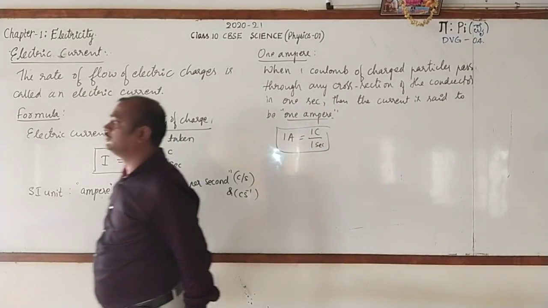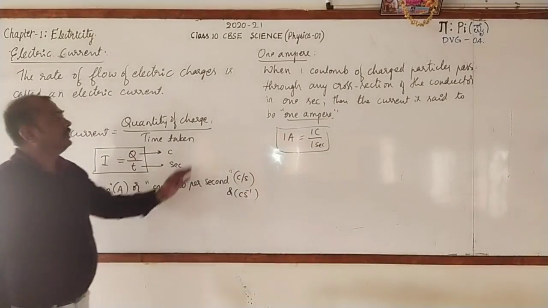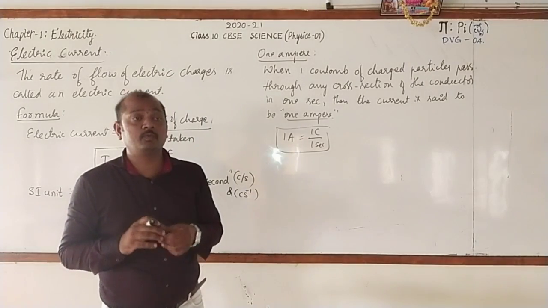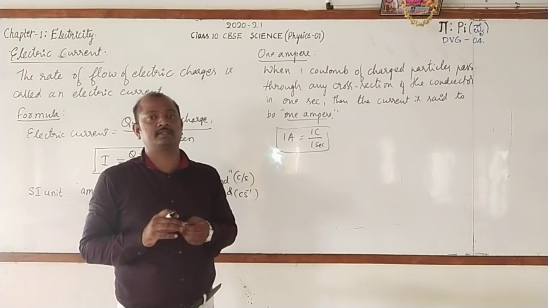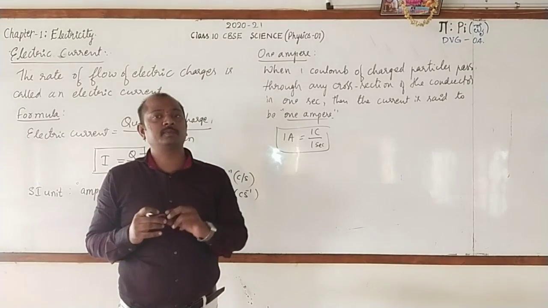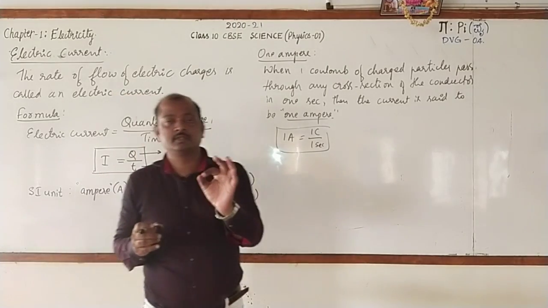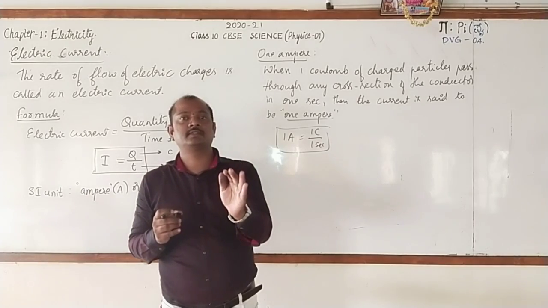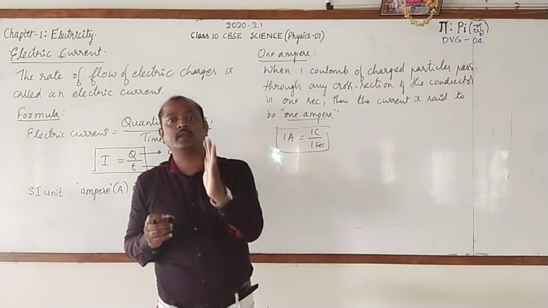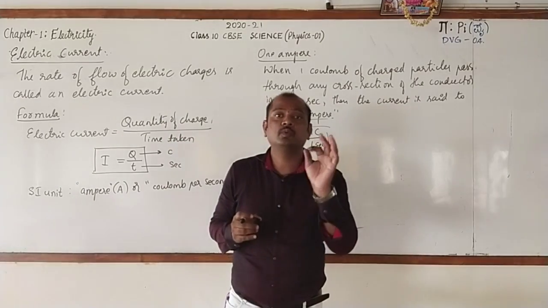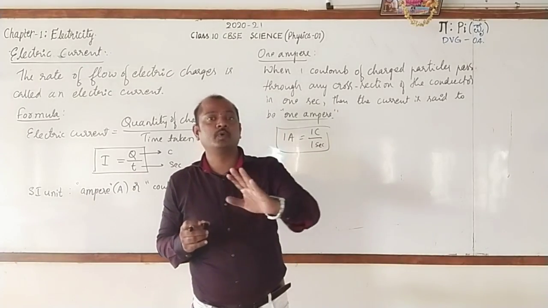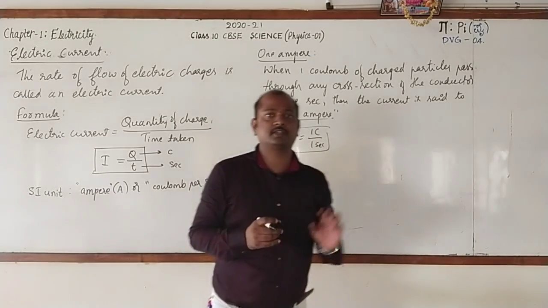Then, as I told you, it is a physical quantity because it can be measured. Then what type of physical quantity is it? We have two types of physical quantities. One is scalar and the second one is vector. Scalar is a quantity that has magnitude only. Vector is a quantity that has both magnitude and direction.